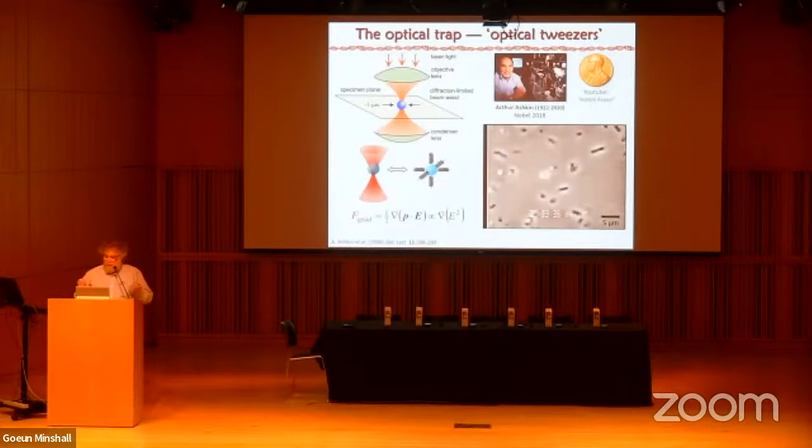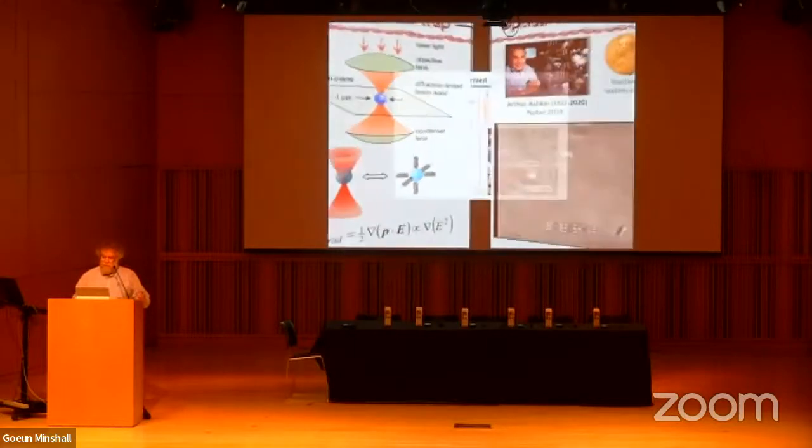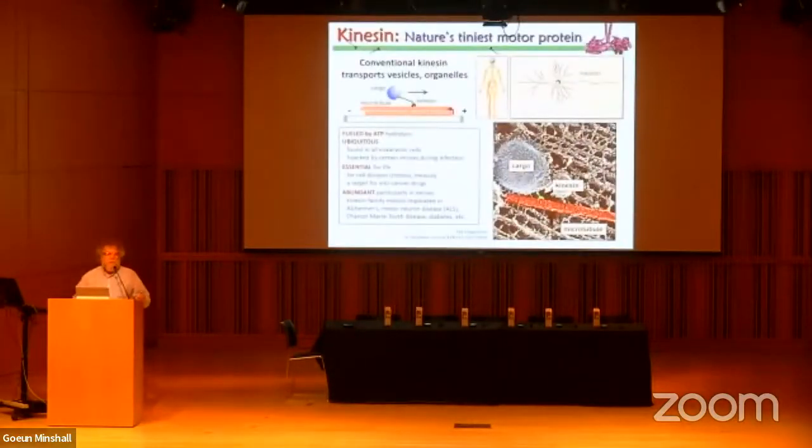And we built this little optical etch-a-sketch in Cambridge way back in the 1980s and used it to measure a number of properties of the bacteria and their flagella, which are still interesting to this day. Although we quickly moved on from this work to ask about things that are even smaller than the rotary motor of bacteria. In particular, we wanted to look at the protein kinesin.